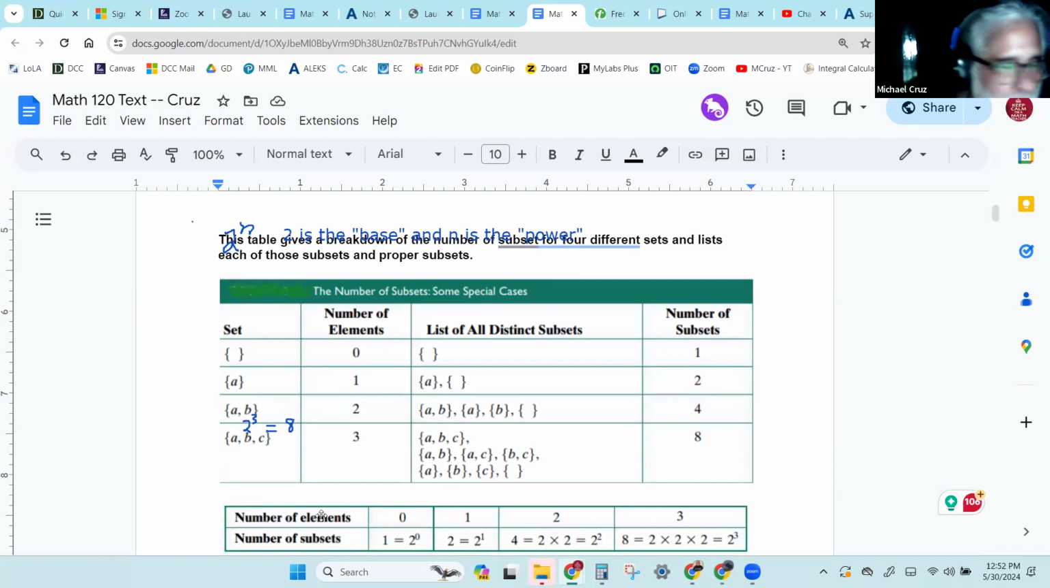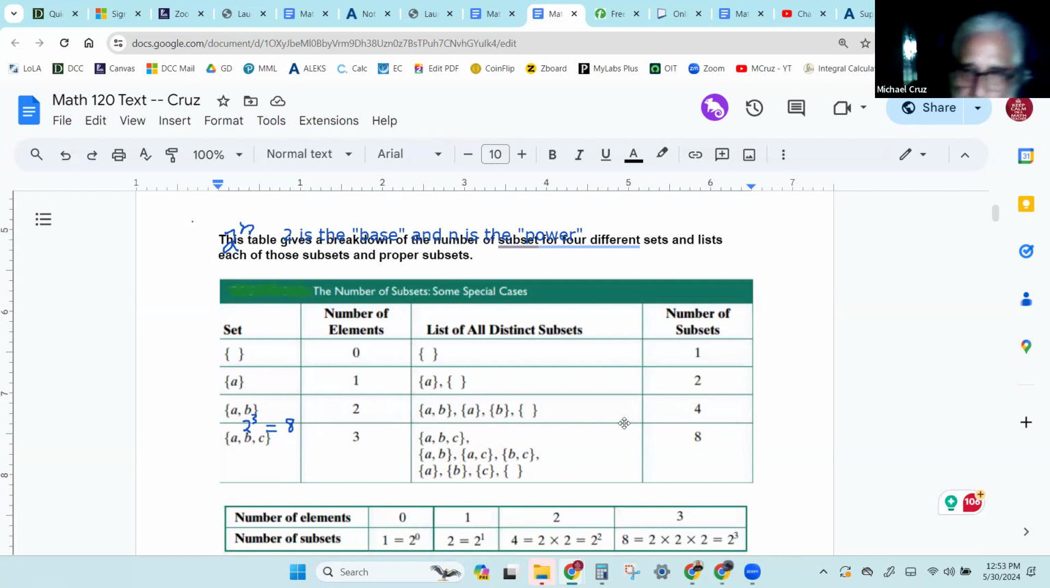We keep using the 2. The 2 has nothing to do with the number of elements in it. It's just part of the formula, because every time you add another element, you double the amount. So watch here, if we have 1 element, it's 2 to the first power, which is 2. There's your 2 subsets, the set itself and the empty set. And then if we bring 2 elements in, A and B, 2 to the second power is 2 times 2, which is 4. 1, 2, 3, 4.